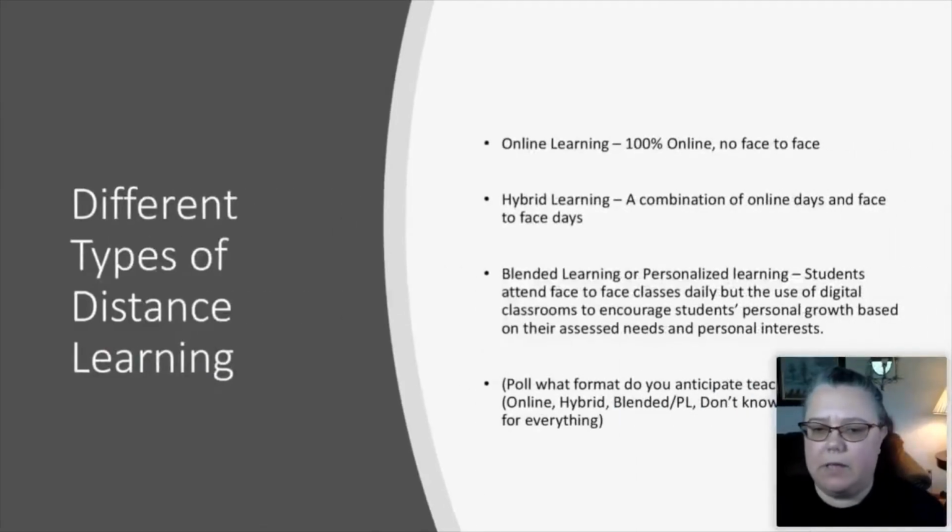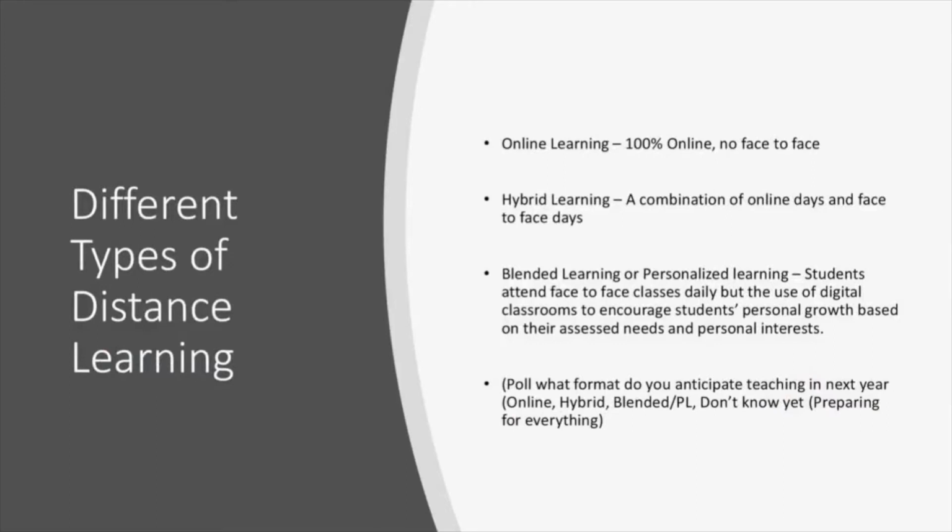So with online learning, and I'm going to take my camera off so that you can see the complete slide. There it is, but you can still hear me speak. Online learning means it's 100% no face-to-face instruction. So when you hear people, or in this presentation, refer to online learning, that's what's being discussed. Hybrid learning is a combination of online and face-to-face days. So for example, you might see your students on Mondays and Wednesdays, but you're teaching online on Tuesdays, Thursdays, and Fridays. So that's a hybrid model.